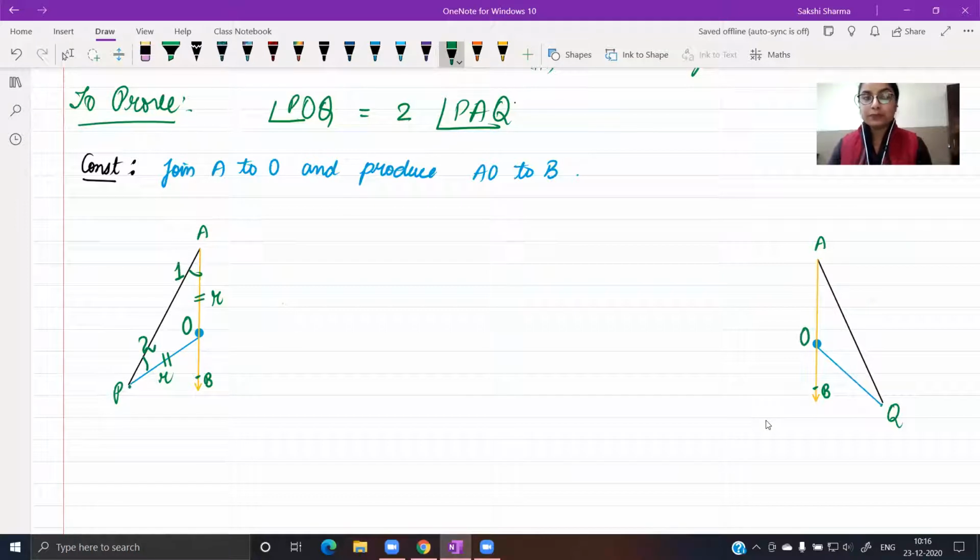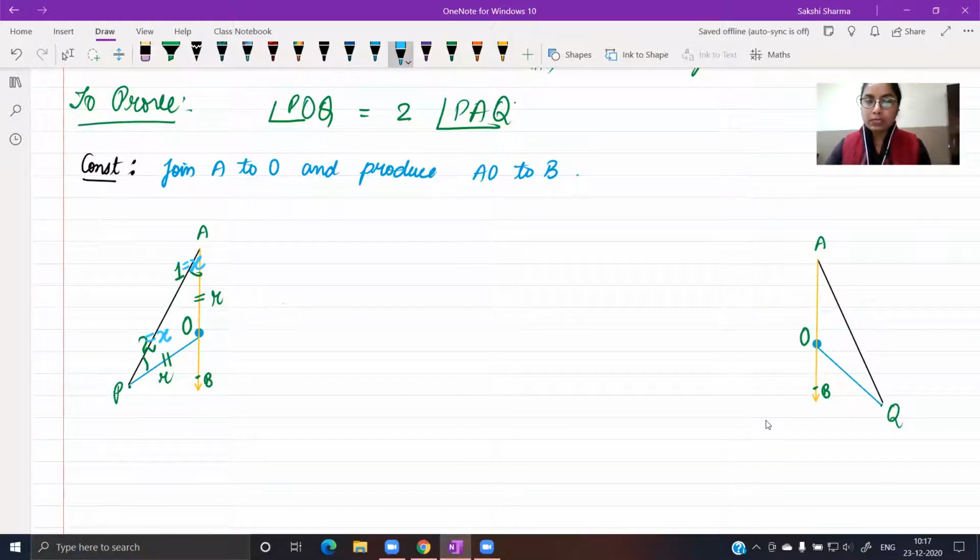Is that right? Yes, ma'am. What I'm going to do is assign a value to each of these, which I usually prefer. So I'm going to say that angle 1 and angle 2 each is equal to x.